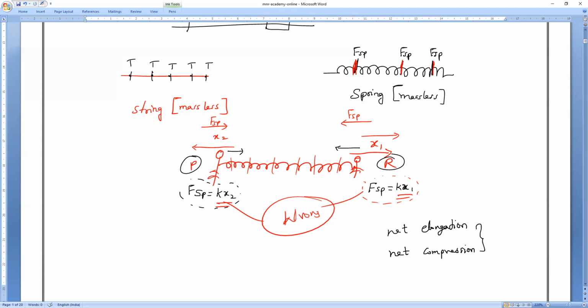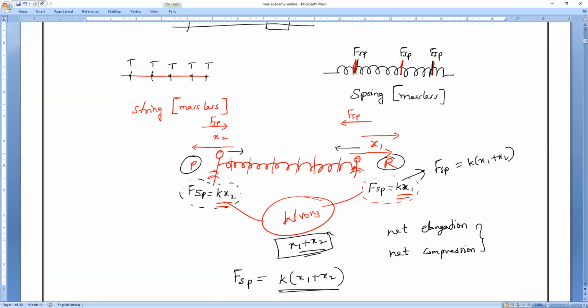So when pressure is applied from both sides on the same string, we have to consider the net elongation. So what is the net elongation? x1 plus x2. This side x1 and this side x2. That is the net elongation, so the spring force is equal to K into (x1 plus x2). That is delta x. So at this point the spring force is K into (x1 plus x2), and here also the spring force is K into (x1 plus x2). That is what you have to understand.